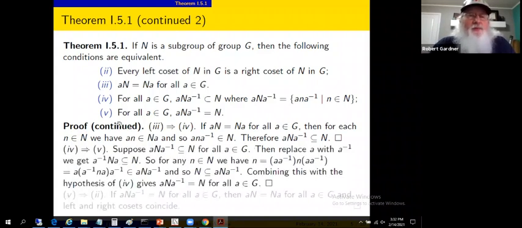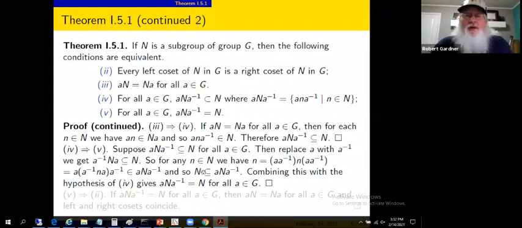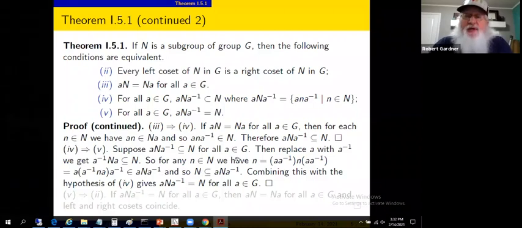Next, part 4 implies part 5. So suppose we get the subset inclusion. We want to show that actually implies set equality. Suppose the subset inclusion. This is holding for all A in G. So take A, replace it with A inverse. So we're going to A inverse here and A inverse here. And that gives us A inverse N A as a subset of capital N.